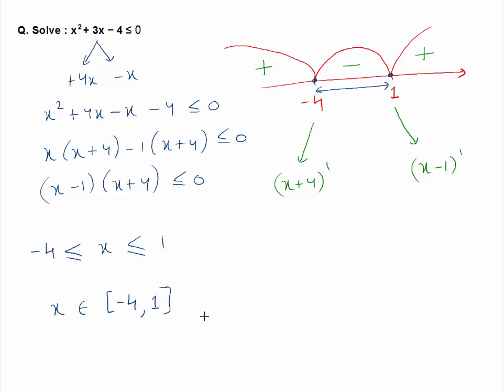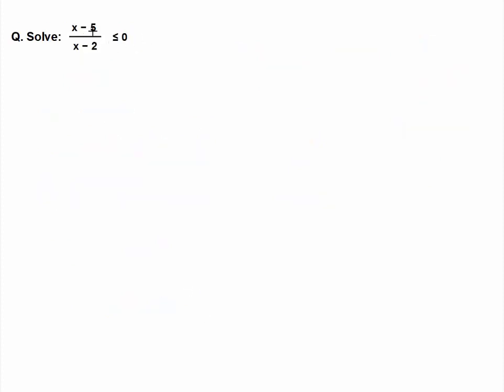Now next is solve (x minus 5) divided by (x minus 2) whole is less than or equal to 0, meaning when is this negative?